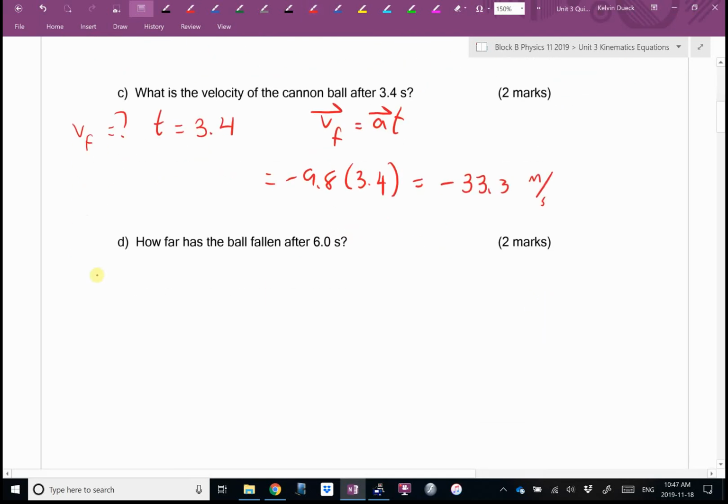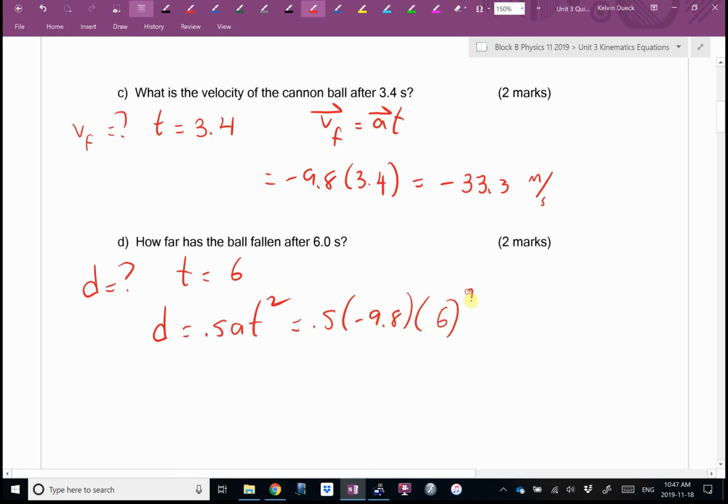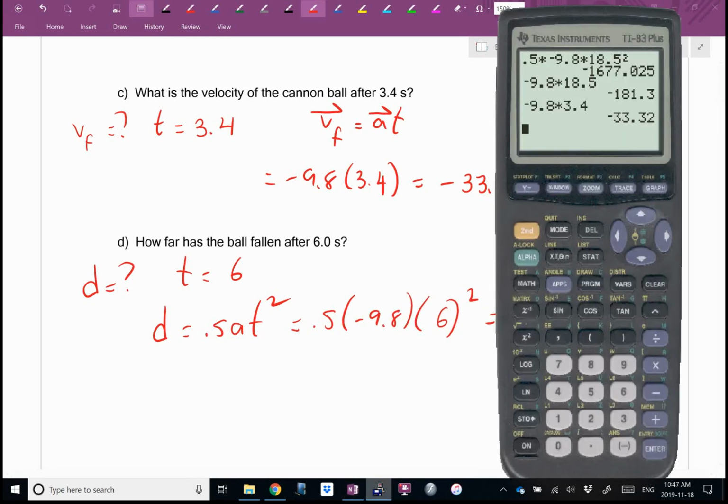How far has the ball fallen after 6 seconds? So this looks like it's wanting me to find a D where T equals 6. So I think I can use d equals 0.5 at squared. Again, I didn't bother writing the VIT because dropped VI is 0. So it's going to be 0.5 times negative 9.8 times 6 squared. Do you get negative 176.4? Negative 176 meters.